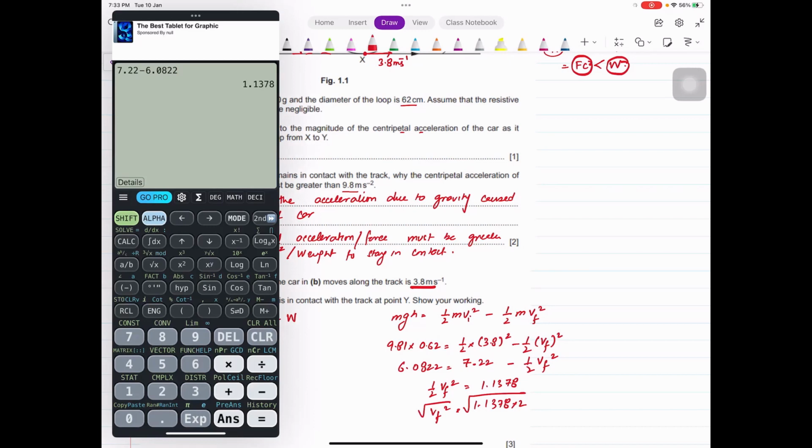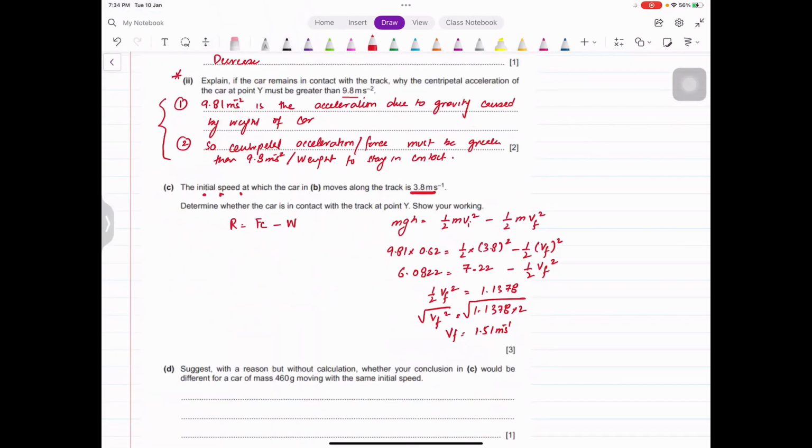Okay, now we can do this. Multiply by 2 under root of the answer. So the speed at that point is going to be only 1.51 meters per second. Now we have to check it with the equation. Oh my God, tough question. Okay, mv squared over r minus mg. Now 0.23, and the speed is 1.51 whole squared divided by r, which is 0.31, times 0.23 times 9.8. Okay, fine, now let's do that.